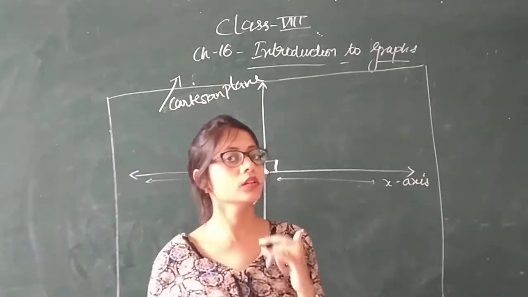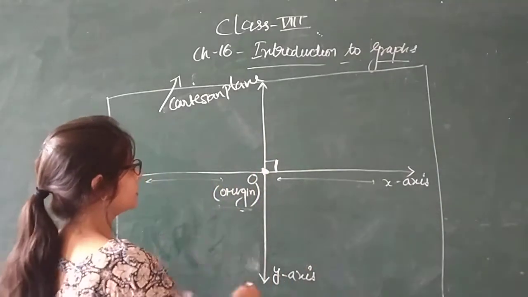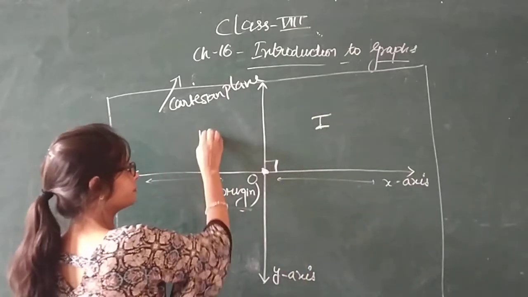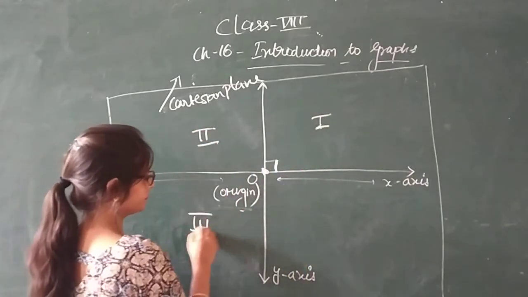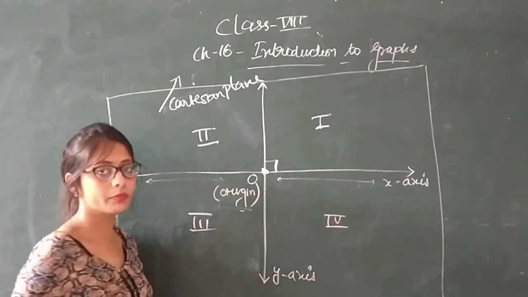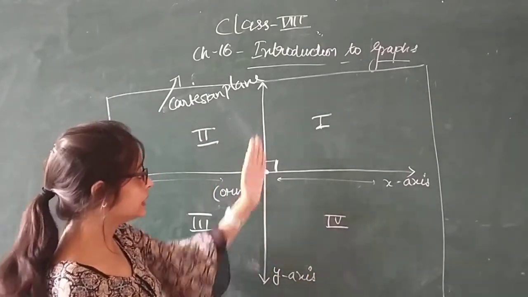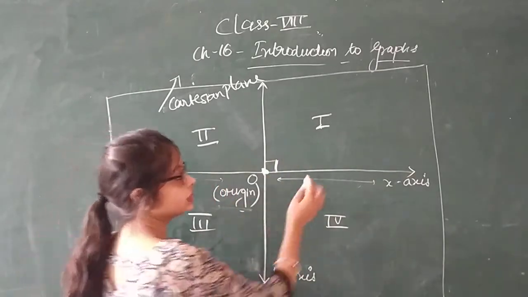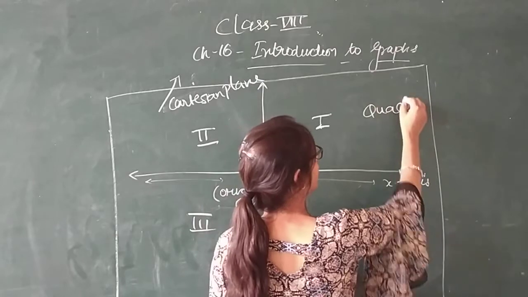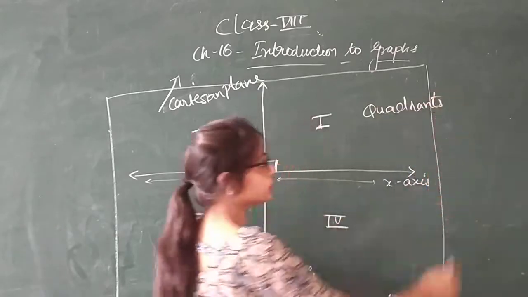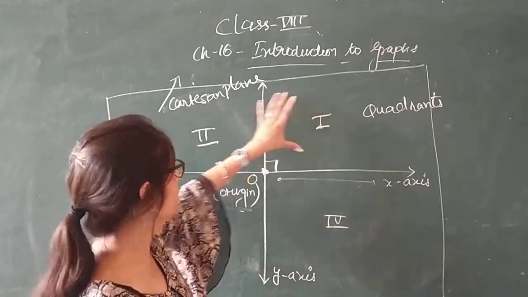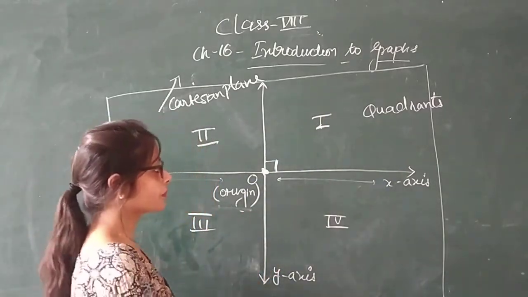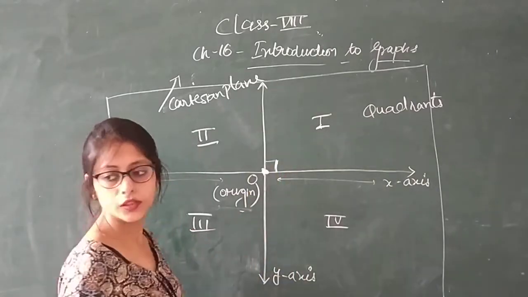Now, there are some more terms about this. These two number lines divide the whole plane into 4 parts. So what are these four called? These four are called quadrants. This is the first quadrant, this is second, this is third, and this is the fourth quadrant. Now quadrant is clear to you.